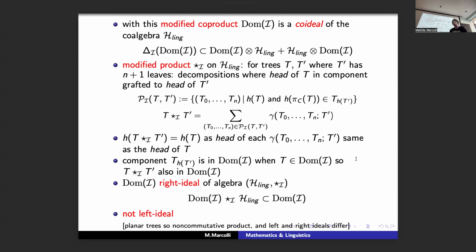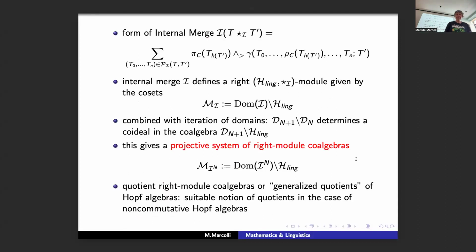Of course, it's a non-commutative algebra, so you don't expect left ideals and right ideals to behave in the same way. This is part of the fact of having to work with planar trees, that left ideals and right ideals will not be the same. And so the result is that you get this thing, which is a co-ideal and a right ideal.